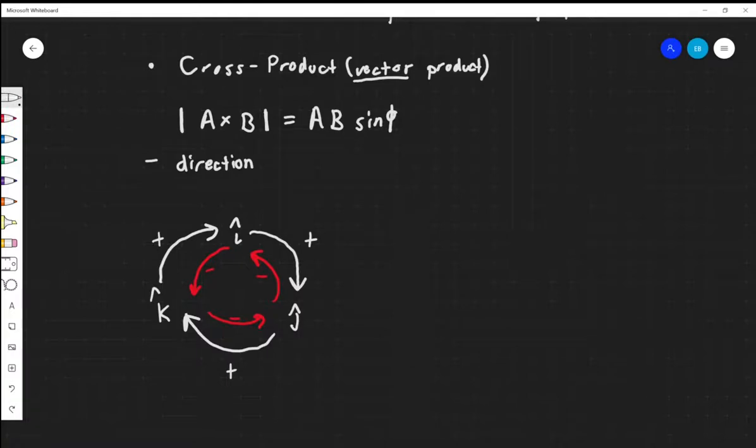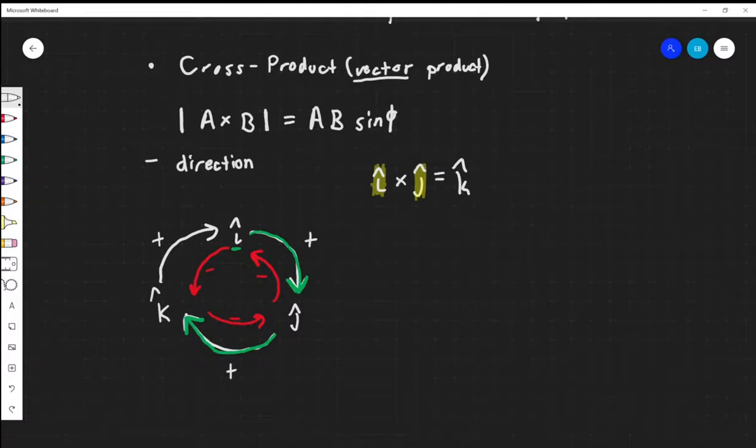And what does this mean, though? So let's say I want to know I hat cross J hat. Well, I know the magnitude is going to be 1 because cross products are equal to 1. And I can look at this little diagram that I've drawn. I start with the first vector, I hat, and I want to cross it into J hat. So I start at I, go to J, and I follow this arrow. And then from J, if I keep following my arrow, I'm going to end up at K. So my final direction is going to be the K hat direction.